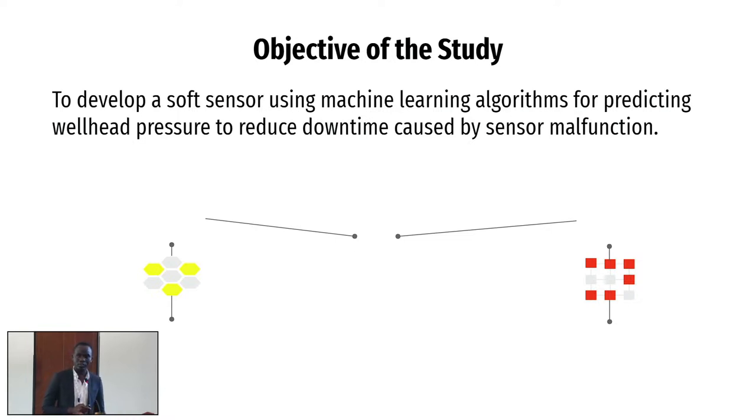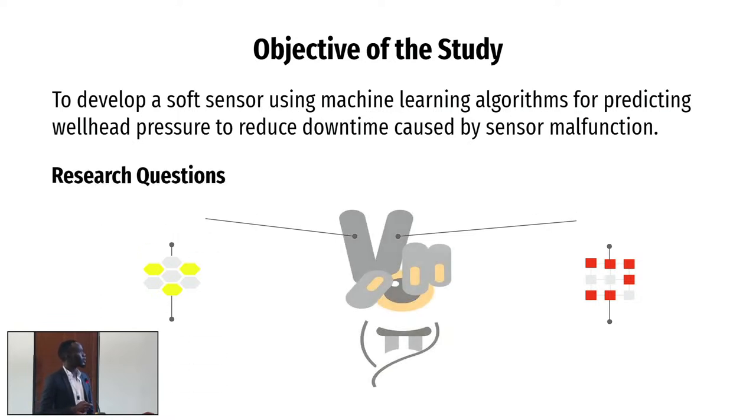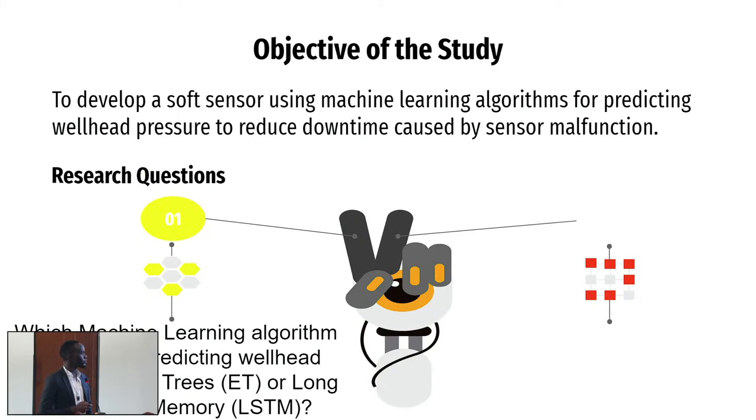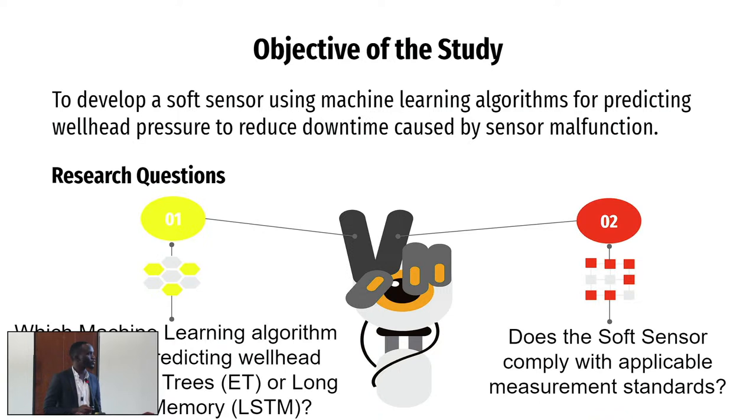The main questions that arose here were two. The first question was, which machine learning algorithm can be used to create our soft sensor? We went through literature and found that the extra trees algorithm was the best, and the LSTM, long short-term memory, can also be used. Our second question was, does the soft sensor comply with the measurement standards of the industry?